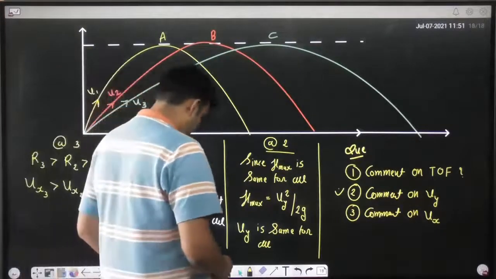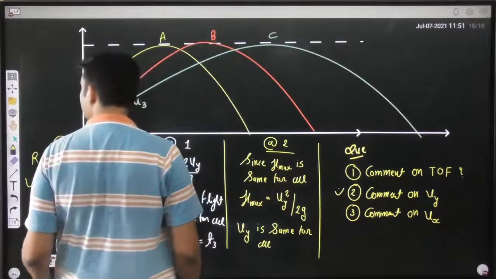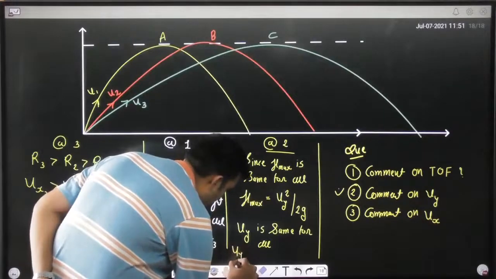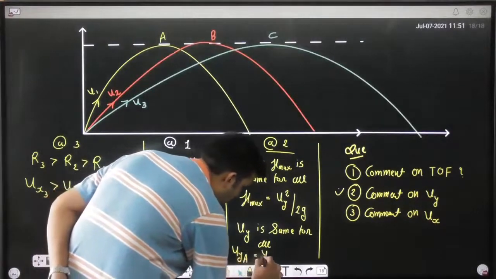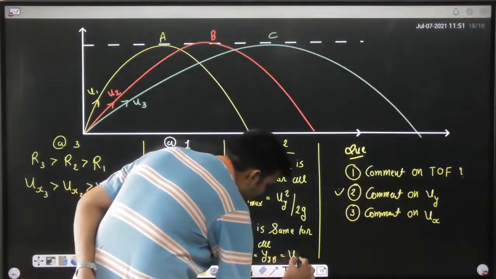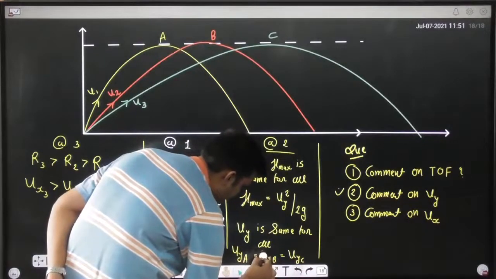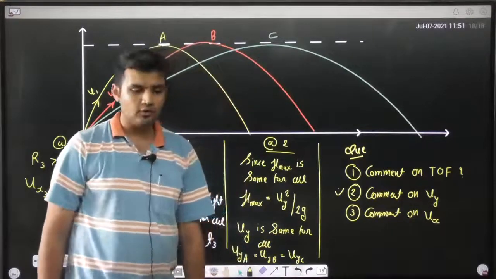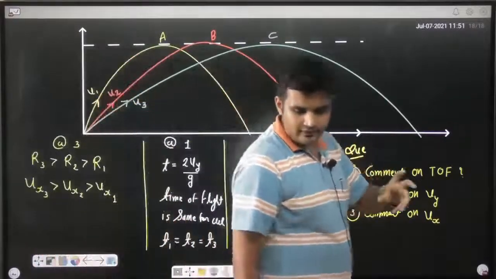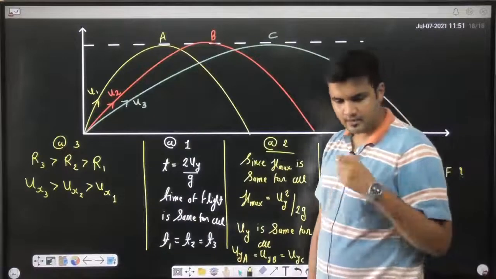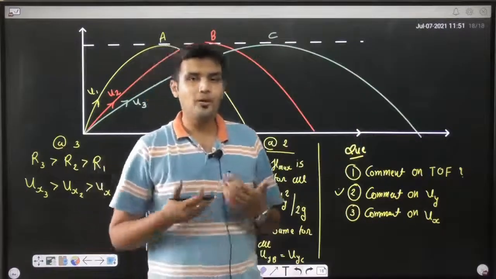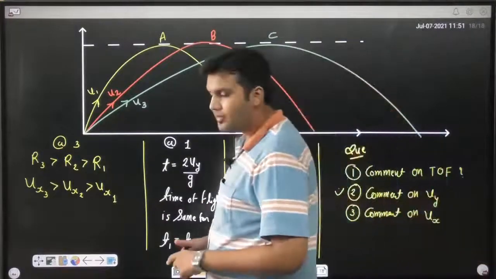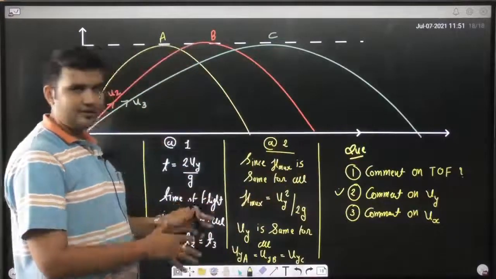You can write here if you wish. uy for A equals uy for B equals uy for C. The y component is the same for all since the height is the same, and the x component will be different. Clear to everyone? This is a conceptual question. It will develop your concept and understanding based on this topic. It is a very nice question, everyone note it properly and understand.